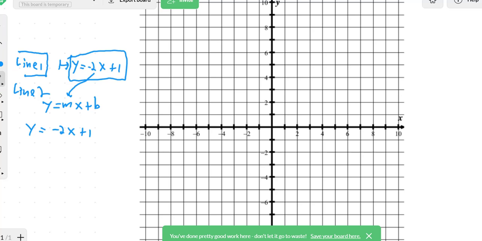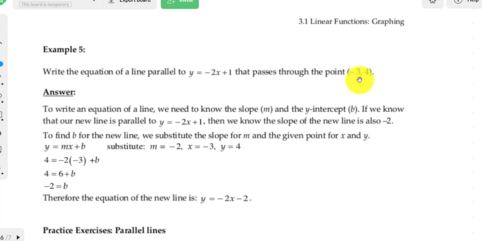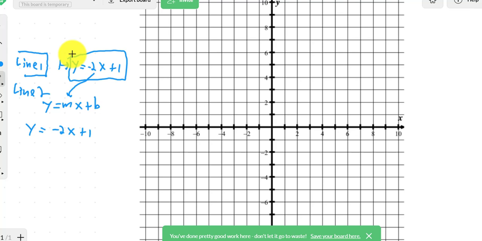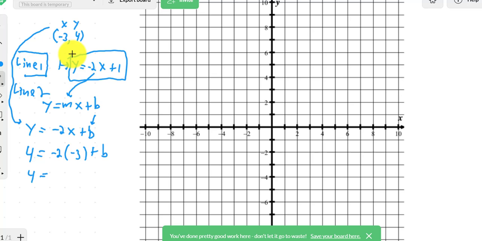Now, if you remember from the original problem, it says it passes through the point negative 3 comma 4. So think of this as an x and a y. I can replace my x and y with the values from that point. Right, so I'm using that negative 3 comma 4 to find, oh, and that should be a b, by the way. We have y equals mx plus b. We don't know b, so we're going to try to solve for b. So you're left with 4 equals 6 plus b, minus 6, minus 6, minus 2 equals b.